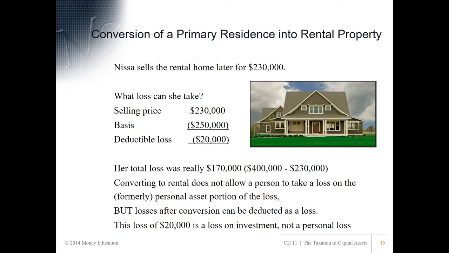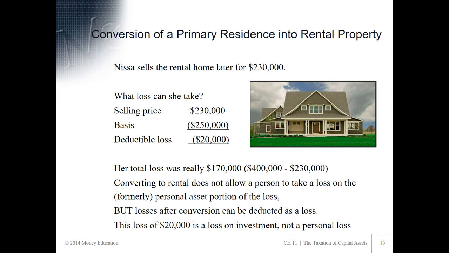So Nissa later sells the rental home for $230,000. The market keeps going down. So what loss can she take? She sold it for $230,000. She has a basis of $250,000. Now she has a deductible loss of $20,000. The $20,000 will be a recognized loss on this investment property.